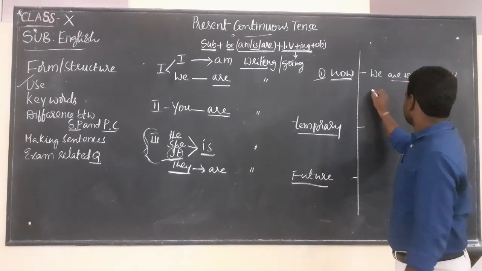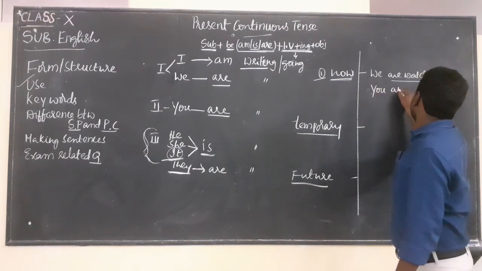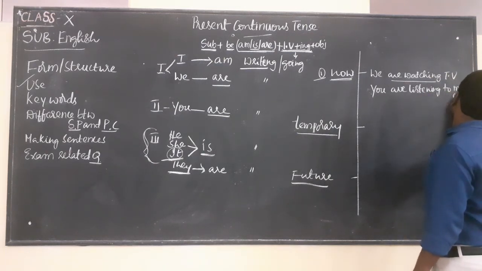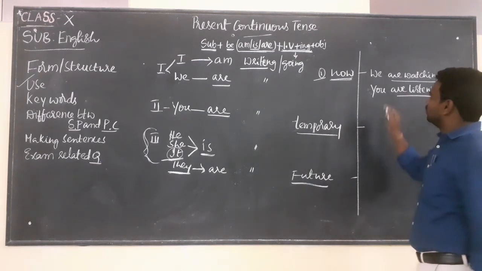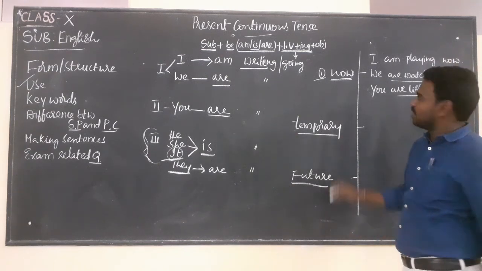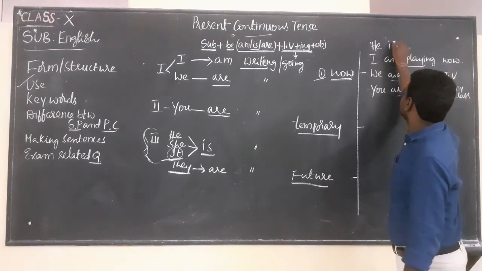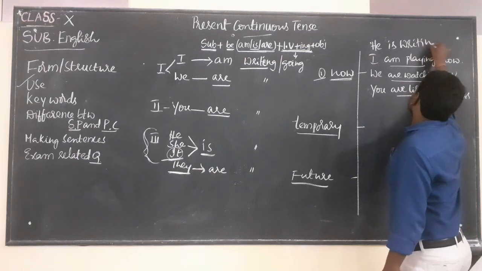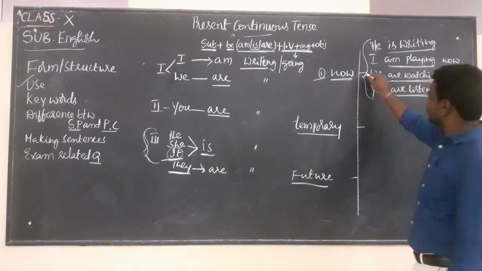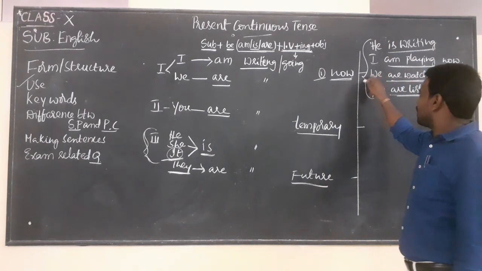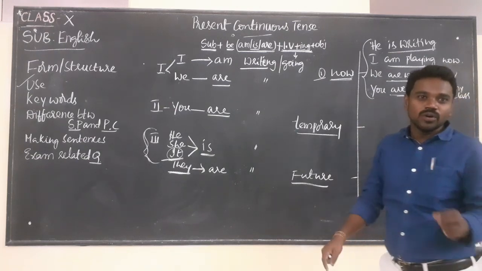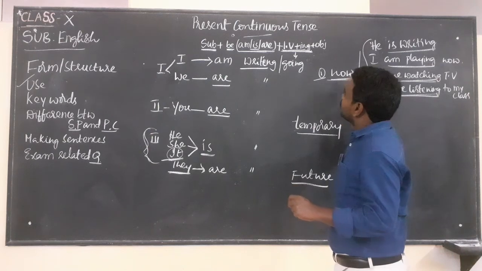One more example I can give. You are listening to my class. Are listening. Are watching. I am playing now. He is writing his homework. Here he is writing, am playing, are watching, are listening. So the activities they are doing here are happening at the time of speaking. That means, to denote an action going on at the time of speaking, we use present continuous tense.